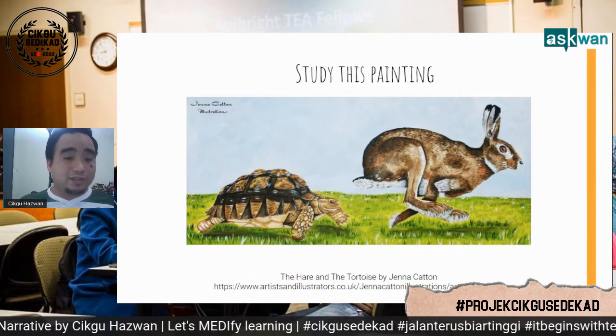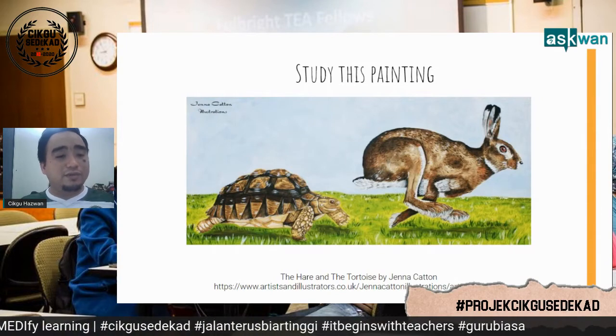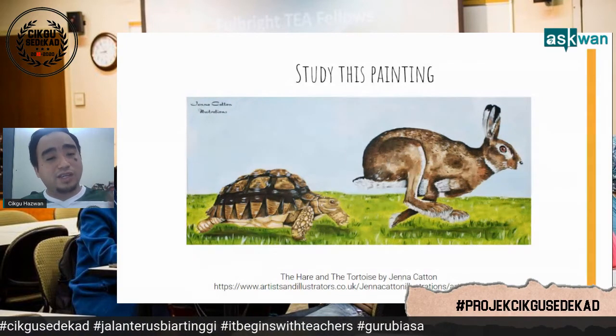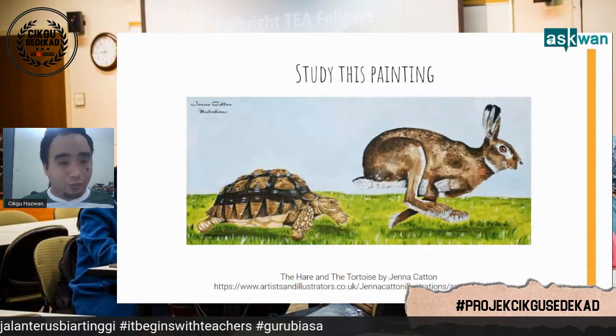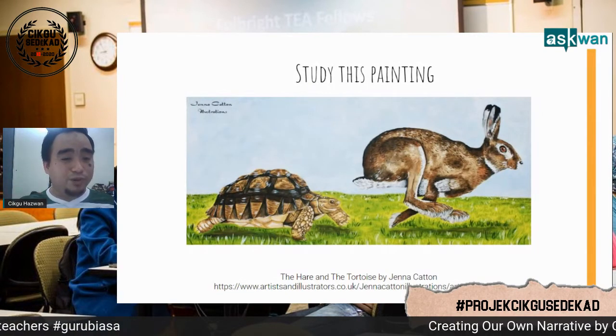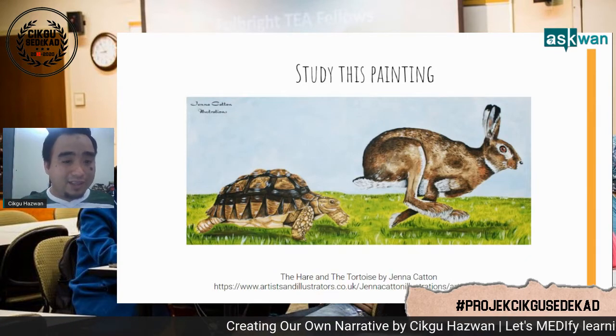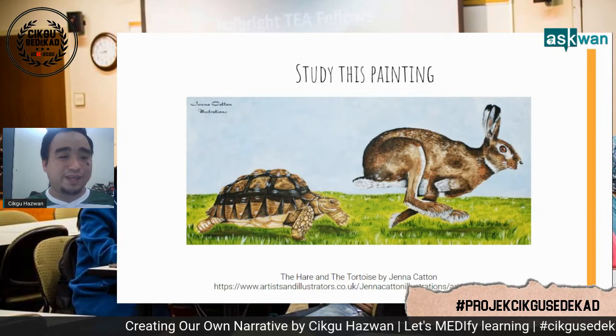So let's take a look at this painting. Study this painting. Maybe just take a few seconds to look at it. Since you are watching this recording, you can just hit the pause button and take some time to study this painting.